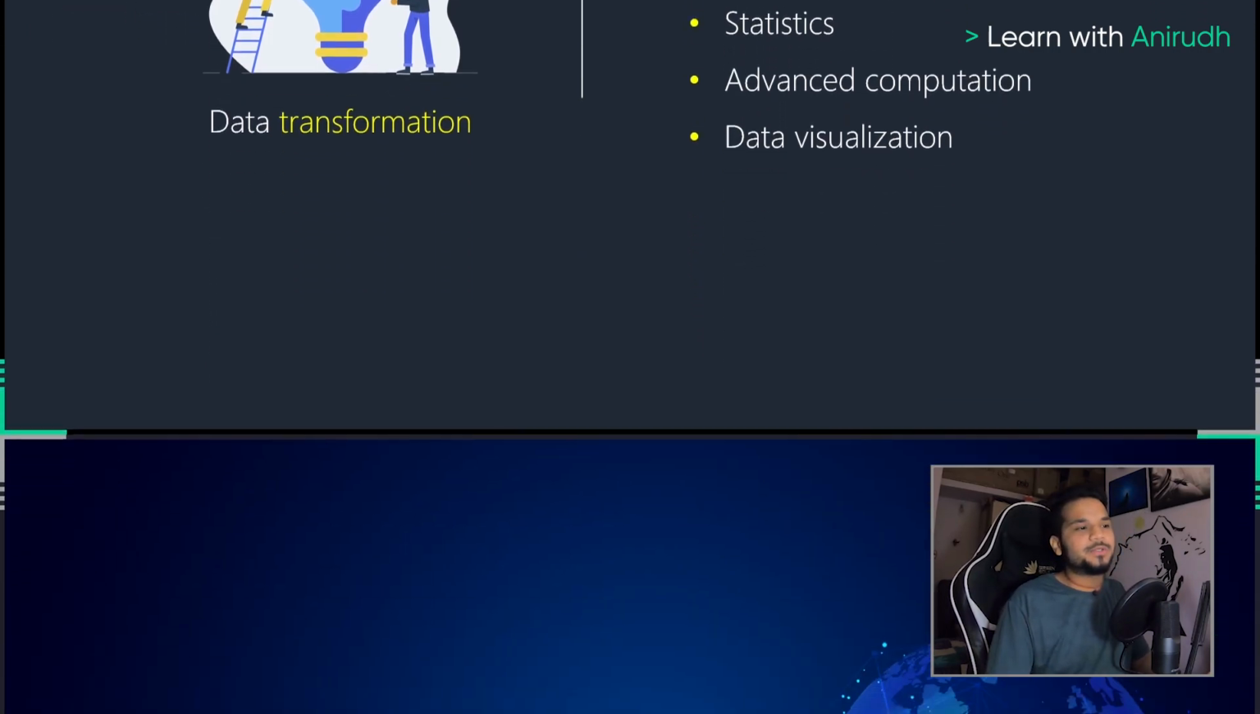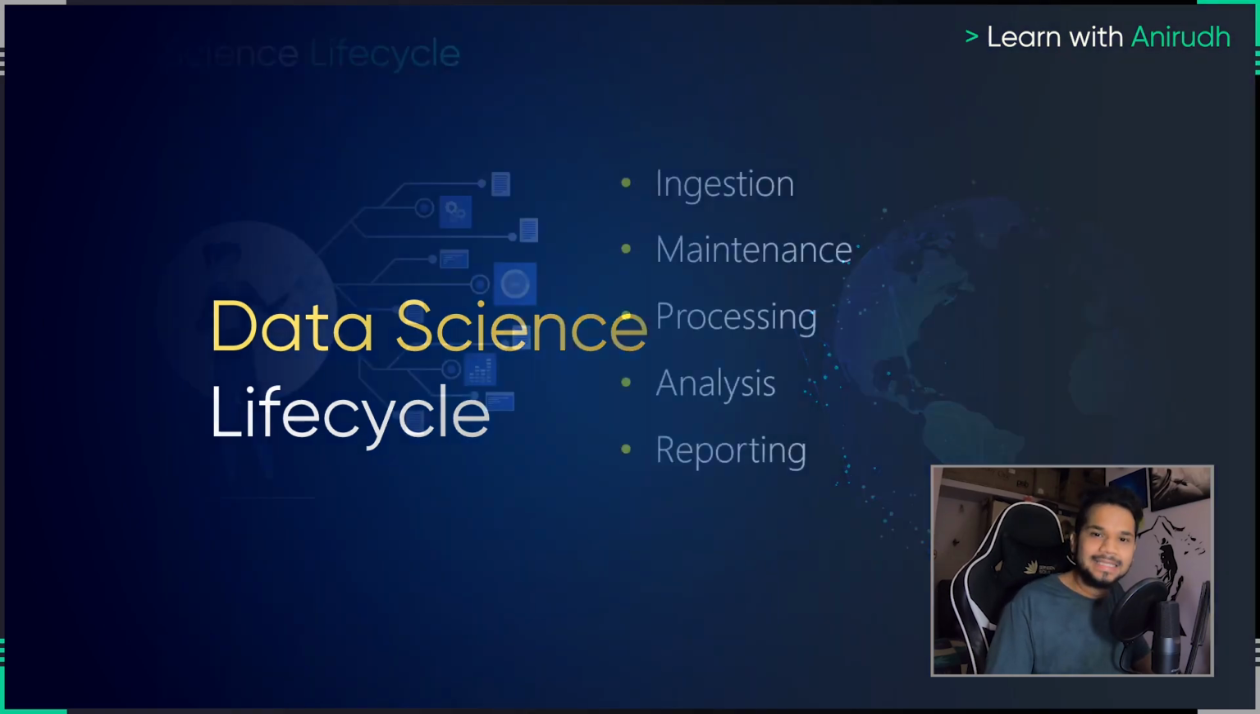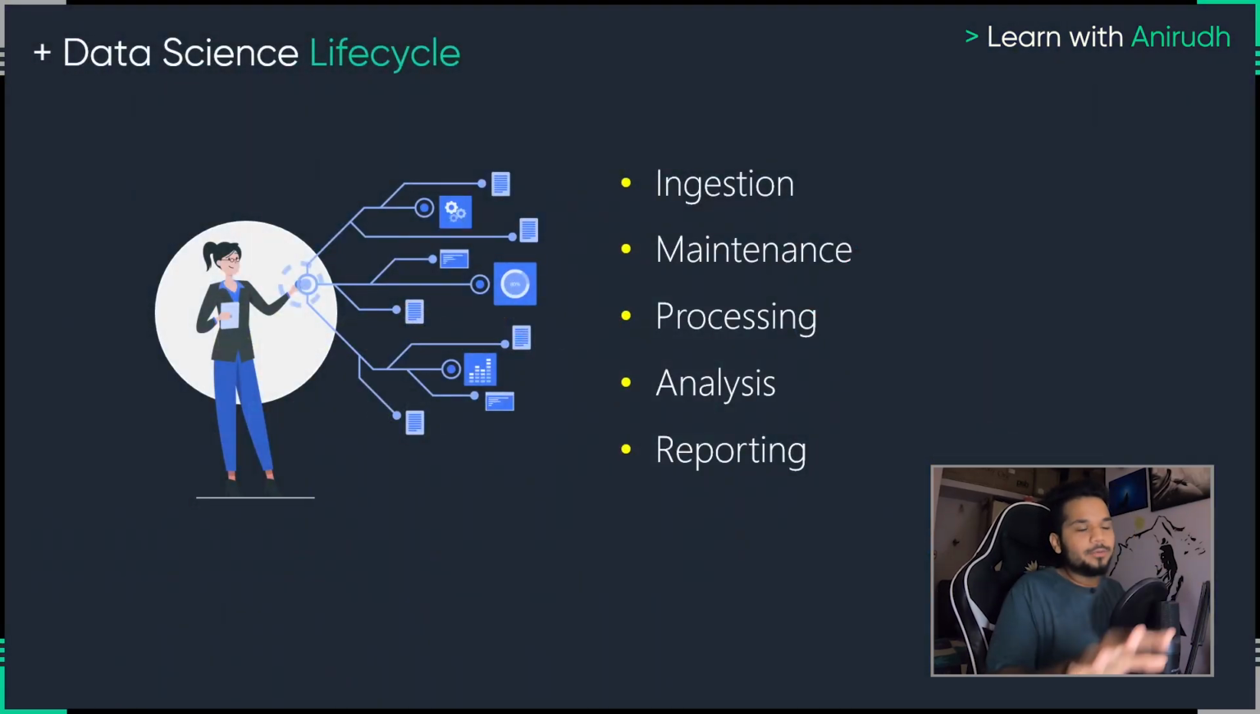So this is data transformation and the data life cycle. But how are we trying to bring in the entire world of data into the world of data science? Well, here you go. In the world of data science, the life cycle is very simple. We go from data ingestion to maintaining the data to processing the same amount of data. We analyze the data later on, and at the end we have something called reporting.